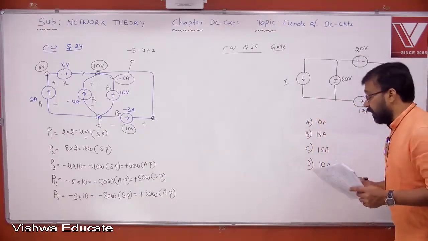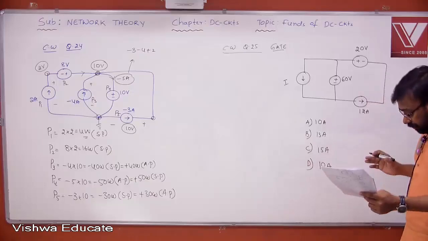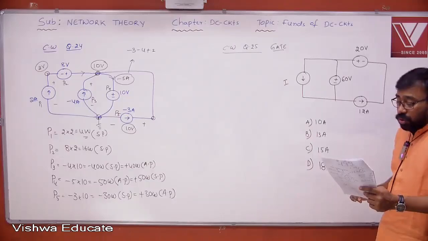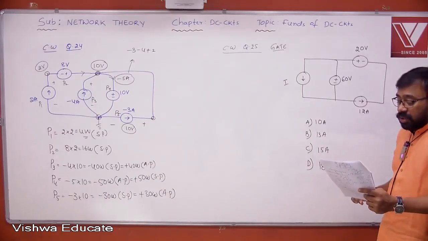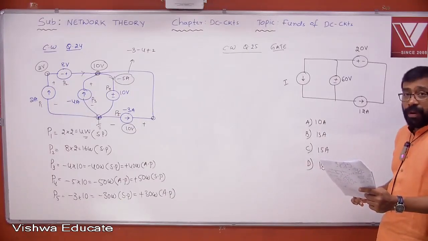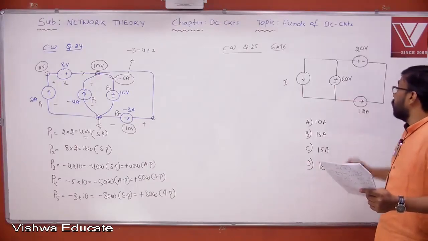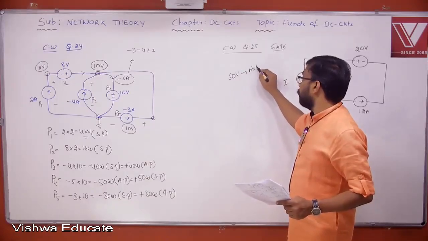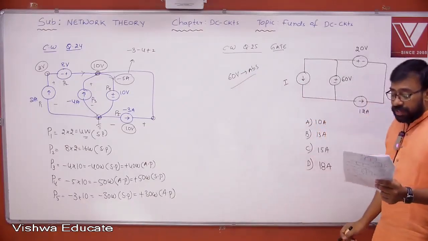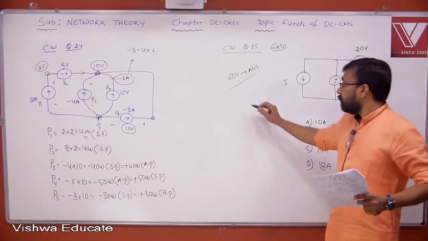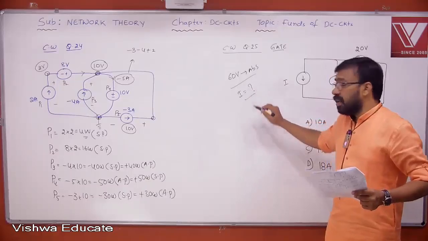Okay, now let's start with the 25th problem. Please, all of you read this question. In your workbook, please go to question number 25. In the interconnection of ideal sources shown in the figure, it is known that the 60-volt source is absorbing power. Which of the following can be the value of the current source capital I?